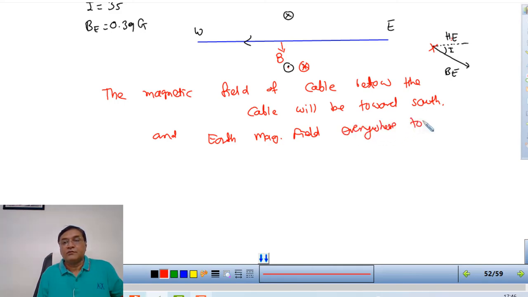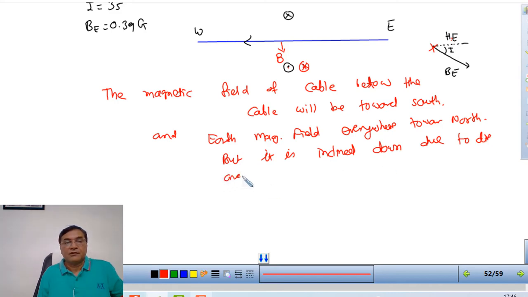toward the north side, north, but it is inclined down due to the dip angle. So the horizontal component toward north, HE is equal to BE cos I.